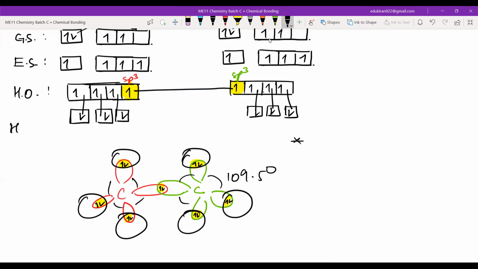So here also the hybridization in CH3: this carbon has the hybridization of sp3, and this carbon also has the hybridization of sp3. And the shape, I don't want you to remember the shape and all. The shape for each of the carbons will be tetrahedral. Tetrahedral is written in short as TD.